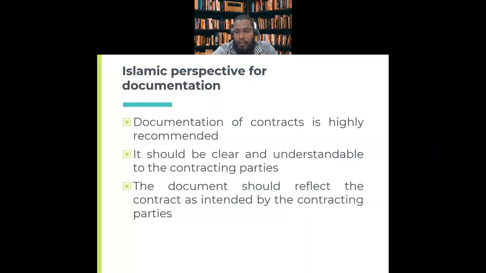And in that case, when writing, if somebody does not know how to read, somebody else should dictate. That means that what we write should be clear and understandable to the contracting parties. So it's not only writing; the writing should be clearly understood by both parties. And also the document should reflect the contract as intended by the contracting parties, which is very important. The Islamic perspective of documentation is that the form should tell what is in the substance, so they should go together. If what is written in the document is something else, and what we do in the physical transaction is different, then it is not in accordance with the Sharia rules.